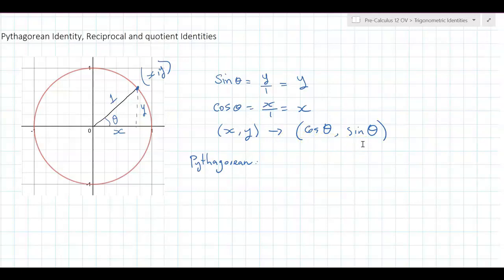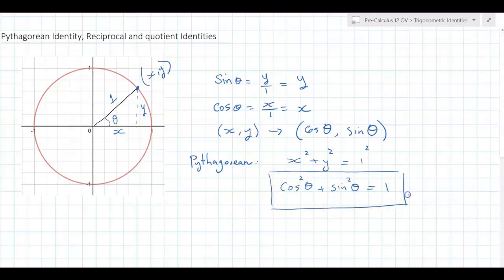Great. And based on that, Pythagorean says that x squared plus y squared in that right angle triangle equals 1 squared. Therefore I can replace x with cos theta, so cos squared theta plus sine squared theta must be equal to 1. And this is considered the Pythagorean identity.